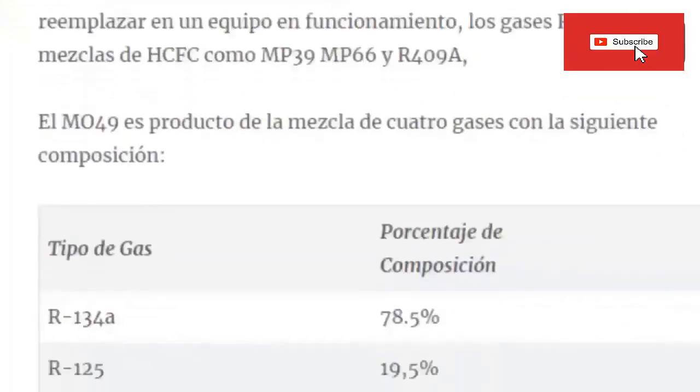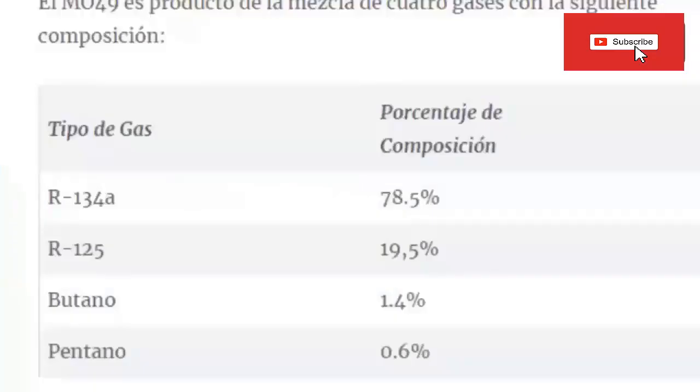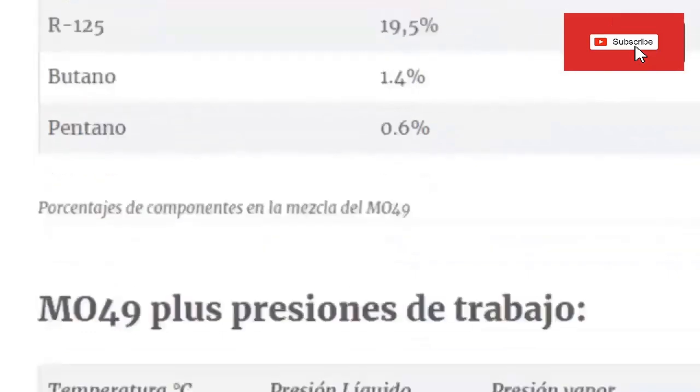MO49 is the product of a mixture of four gases with the following composition: 134a at 78.5%, R125 at 19.5%, butane at 1.4%, pentane at 0.6%.